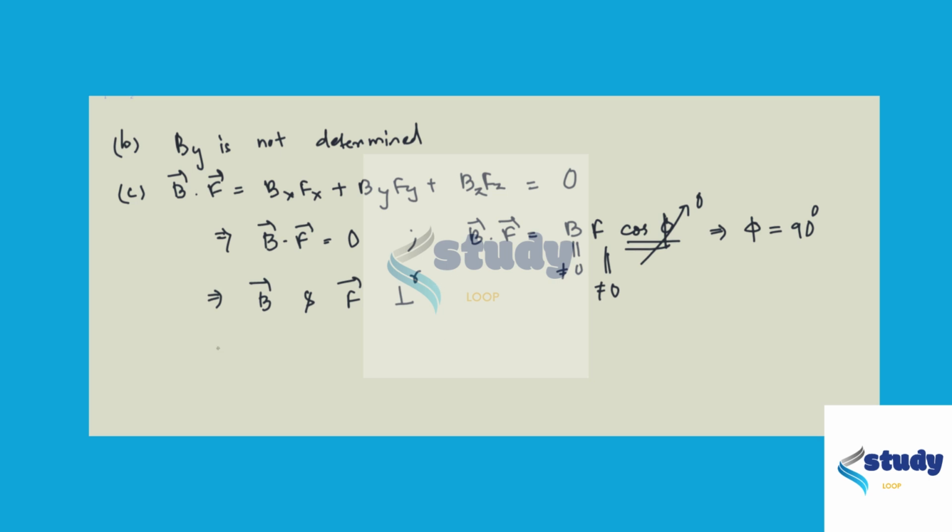Another additional result could be, since the force is perpendicular to both the magnetic field and the velocity, that the dot product of the velocity with the force is also going to be 0.